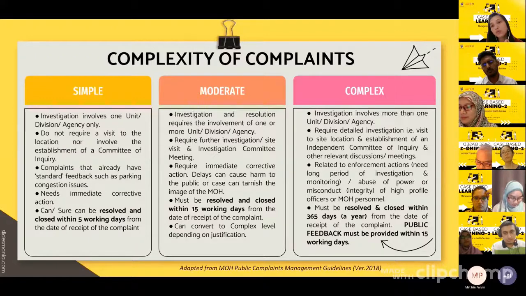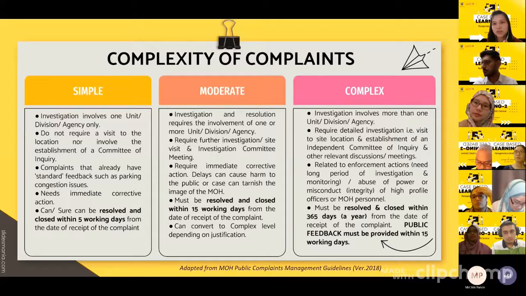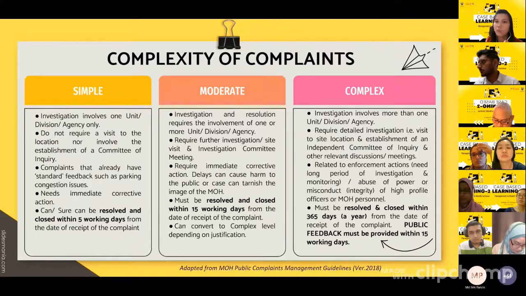And as to how to investigate, I wouldn't go into detail here, but the guide can be found in the MOH guideline under chapter 14. It spells out the ethics of the investigation as well. Also, there is a different timeline for KPIs for each level of complaint complexity.